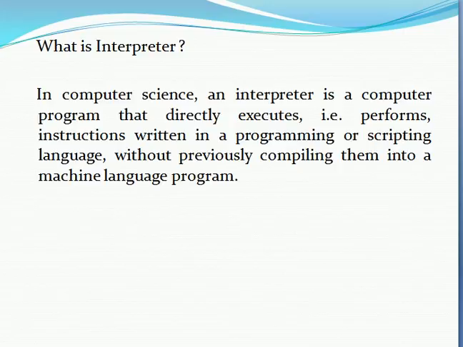The very first question asked is, what is an interpreter? In computer science, an interpreter is a computer program that directly executes, that is performs, instructions written in a programming or scripting language without previously compiling them into a machine language program. That means you have written a program using a language. You do not need to compile it; you can directly execute it to see the output. So running the program to see the output without compilation is called an interpreter.